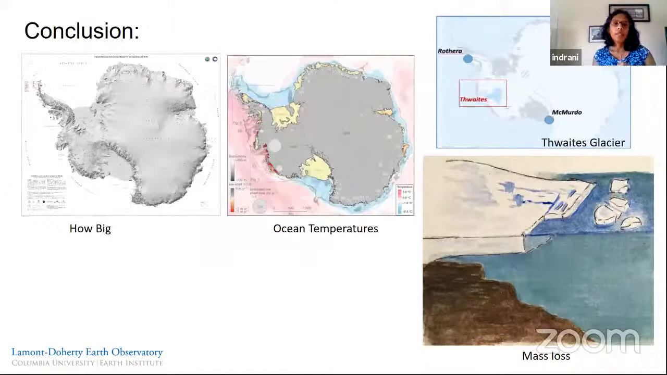Okay, to conclude, we learned today how big it is. It's a really big ice sheet, and it's important. It contains thick ice and has 60 meters of sea level equivalent stored in it. We talked about the ocean temperatures. The ocean around some parts of Antarctica, including Thwaites, is warm, this pink color, and blue color is colder. And then we talked about how Antarctica loses mass.